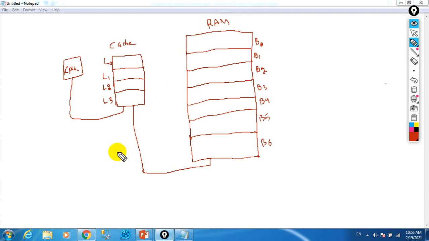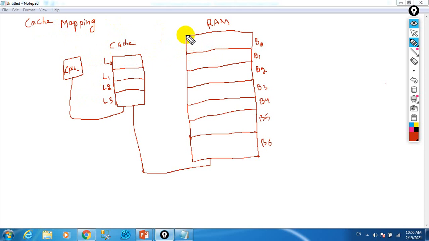Now what is meant by mapping, cache mapping? Mapping means copying blocks of main memory to the cache and referencing these blocks by the CPU and cache memory. That is called cache mapping.